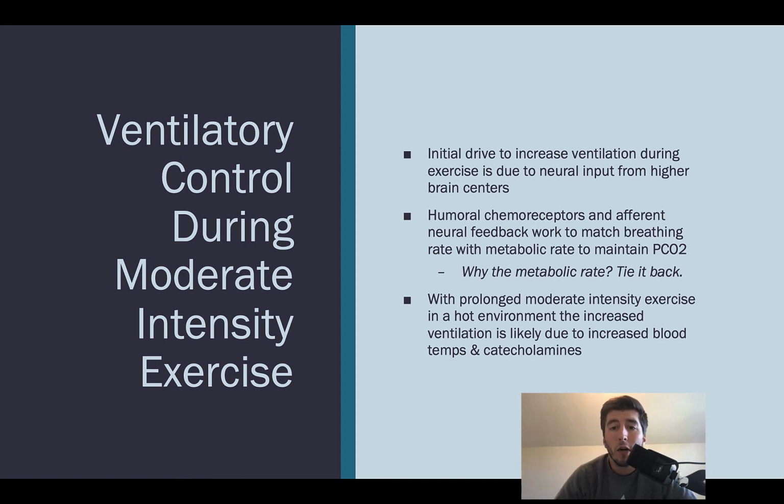Well, we're going to have those higher brain centers telling our body, or telling our medulla, hey, listen, we have muscle contraction going on here. We need to increase ventilation to match this muscle contraction.